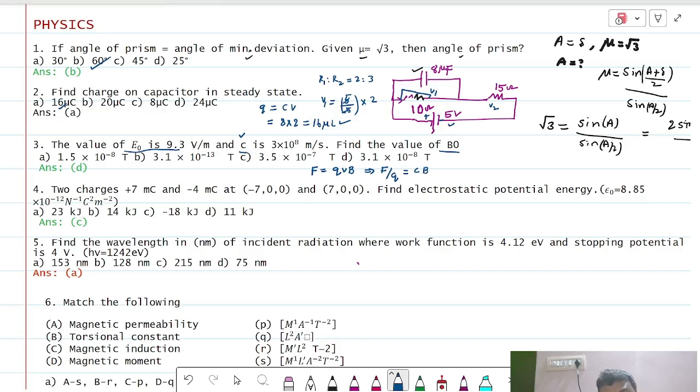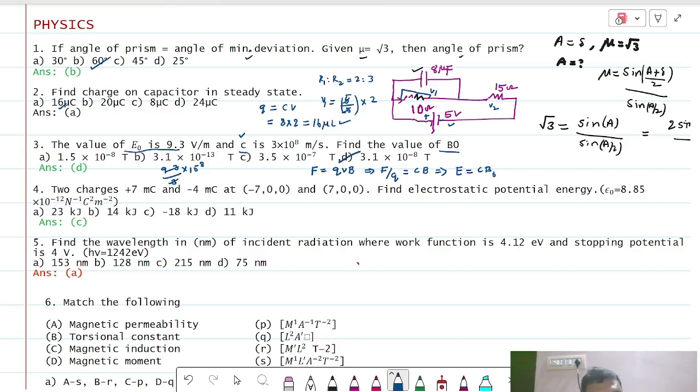Force on charge is equal to the electric field, so E is equal to CB. B naught is equal to E by C. So E by C means 9.3 by 3 into 10 power 8. All are given in the same unit, so 3 into 10 power 8 goes up, and that is equal to 3.1 into 10 power minus 8. So option D is correct. Very easy, a direct question they are asking.